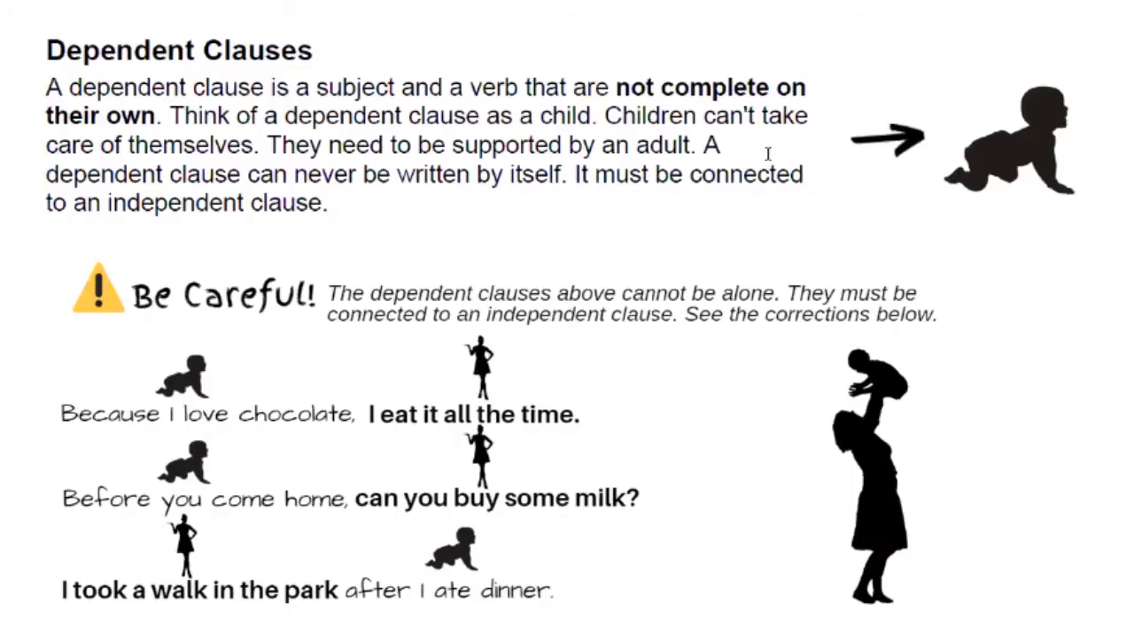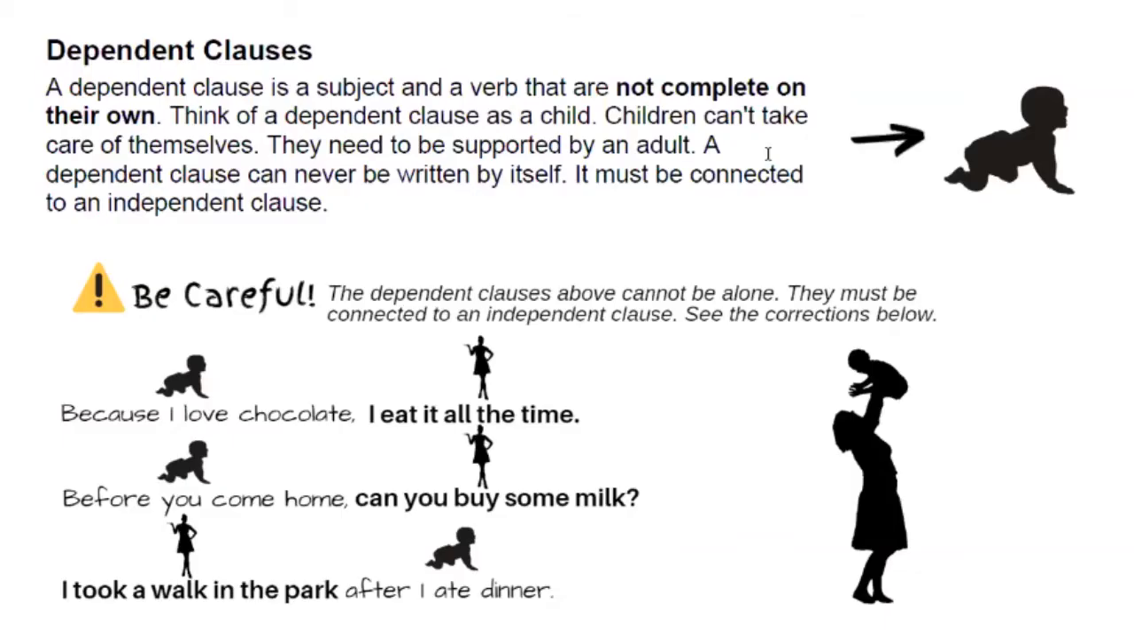All right, next, I want to talk about dependent clauses. A dependent clause is a subject and a verb that are not complete on their own. Think of a dependent clause like a child. A child can't take care of themselves. They need to be supported by an adult. They need to lean on an adult. A dependent clause can never stand alone. It can never be written by itself. It must be connected to an adult, an independent clause.